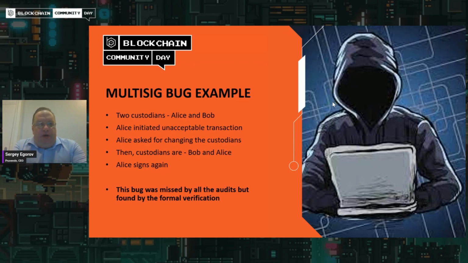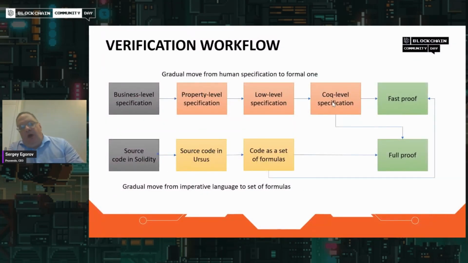Okay, let's move on. Now let's briefly talk about some technical stuff, how we do formal verification. On this slide, we can see our typical workflow. As I demonstrated before, we need to prepare a specification, we need to prepare an implementation, and then we can do the proof. So let's start with the specification.